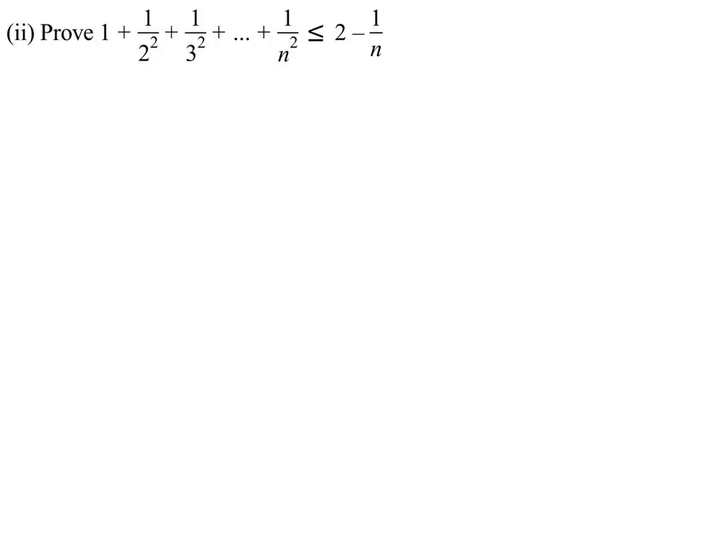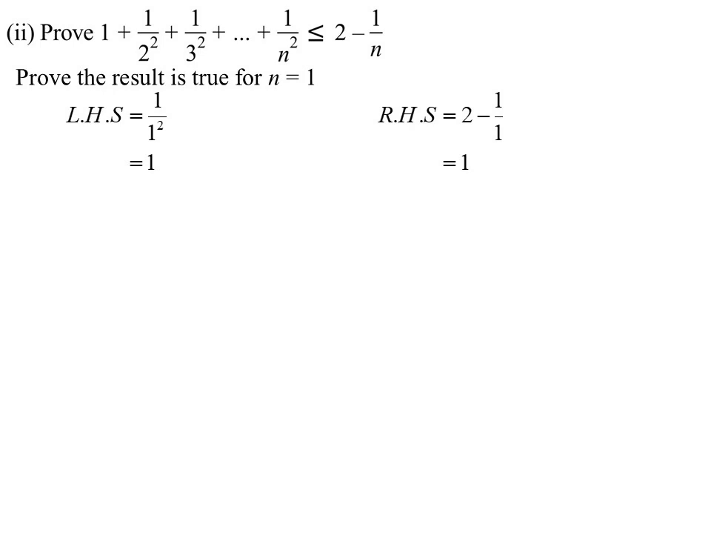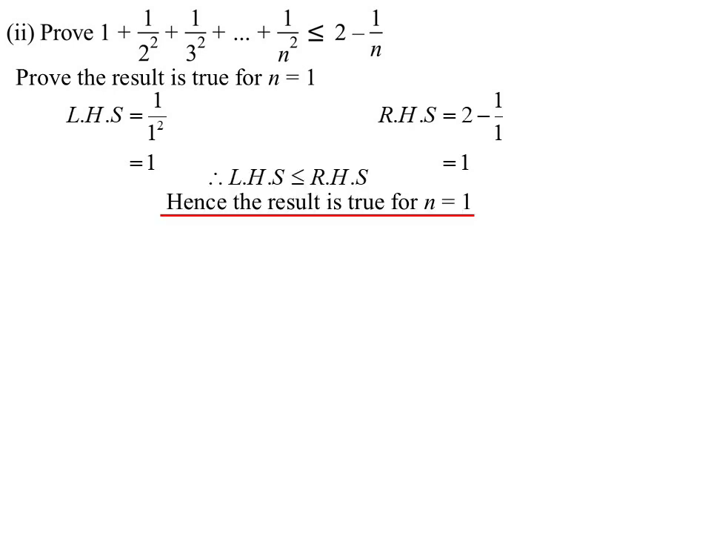1 plus 1 on 2 squared plus 1 on 3 squared and so on is always going to be less than or equal to 2 minus 1 on n. First case. Left hand side is just 1. The right hand side is 1 as well. That's okay, because remember we're trying to show it's less than or equal to. Well, it's equal to. So it satisfies that. Hence it's true for n equals 1.